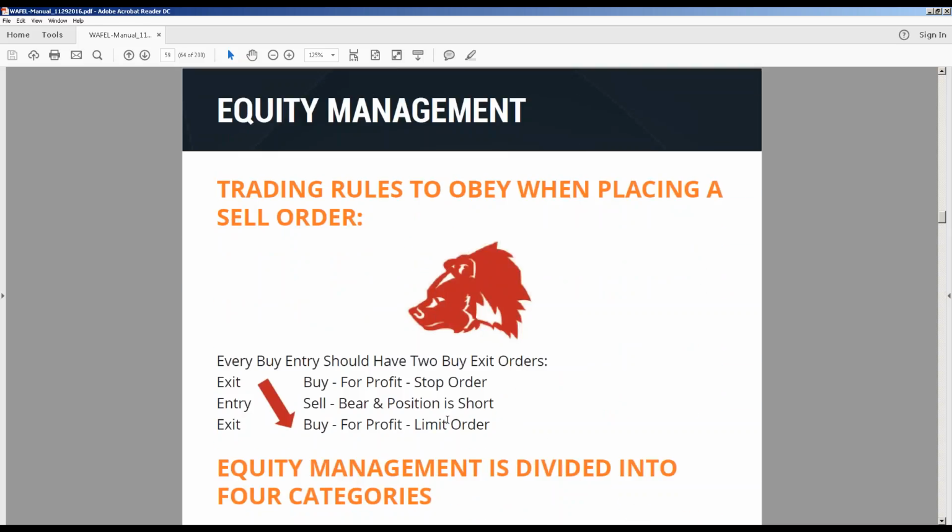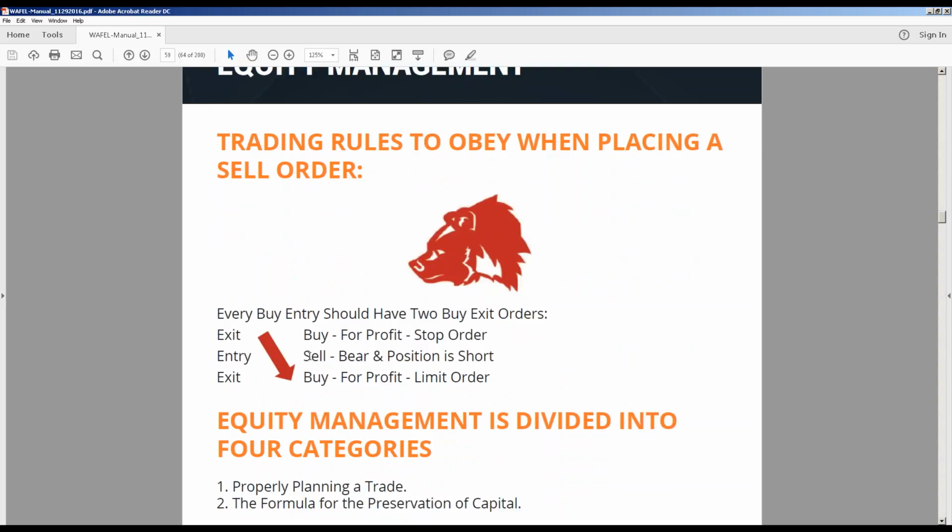Now trading rules to obey when placing a sell order. If my entry is a sell, I am bearish and my position is short. I can only exit with a buy, and I will either exit for a loss, which will be a stop order, or for a profit, which will be a limit order. That profit should have been a loss. That is a mistake on the manual. I'll get that fixed. Either way, is everybody with me up to this point?